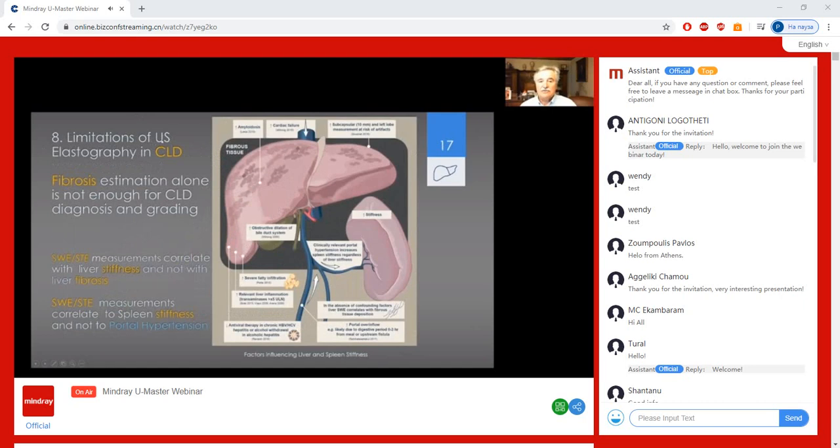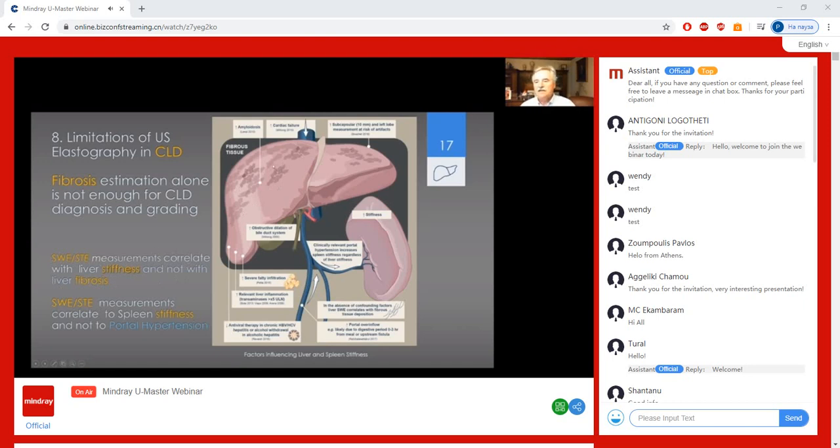But there are limitations of ultrasound elastography in chronic liver disease. The limitations start from the fact that fibrosis estimation alone is not enough for a chronic liver disease diagnosis and grading. The cause is because shear wave elastography measurements correlate to liver stiffness and not to the liver content in fibrotic tissue.